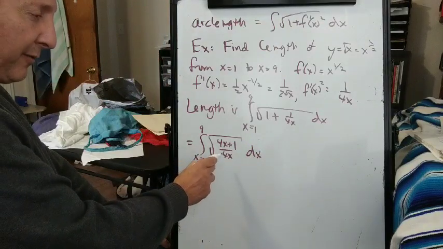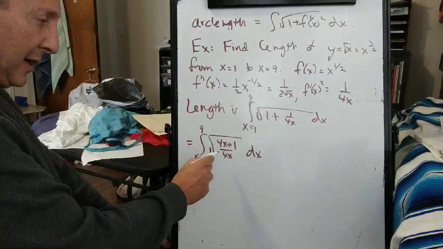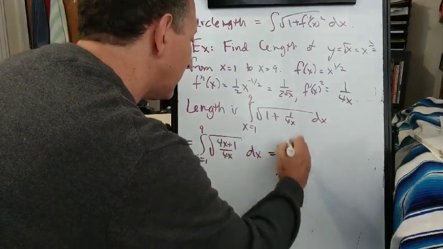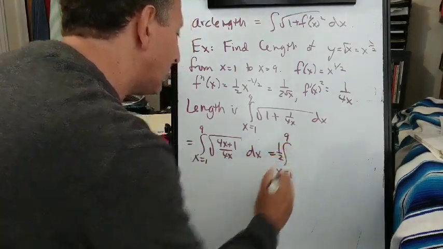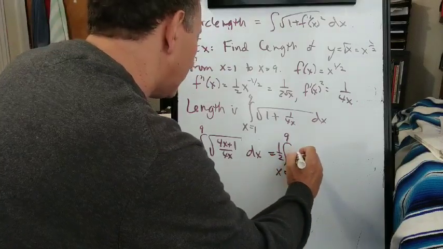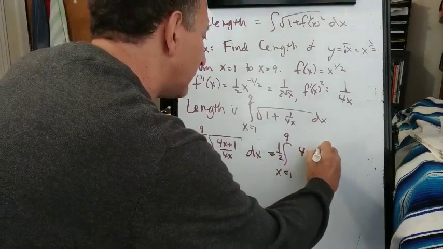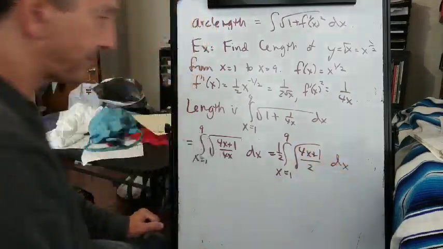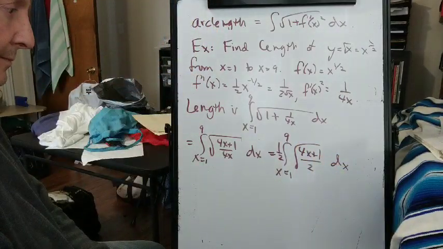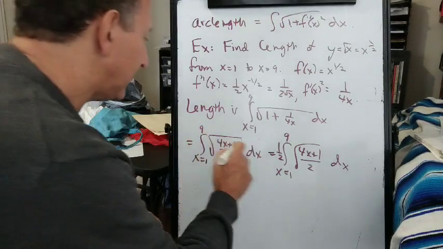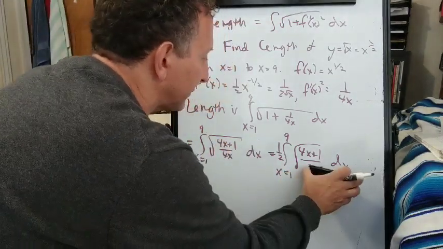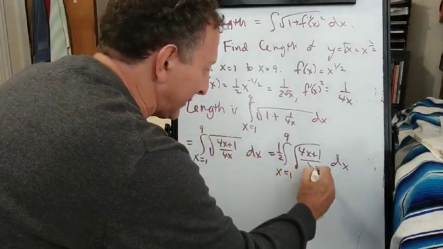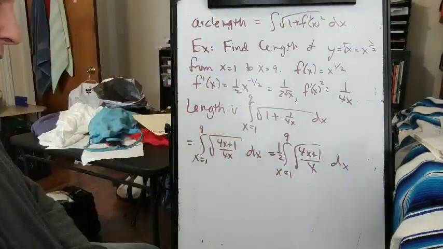And then I guess I could take the 4 out of the square root and make it a 2. So we have 4x plus 1 over 2 in the square root. Oops, sorry, that's over x. We took the 4 out, it became a 2, but we had to leave the x in there. 4x plus 1 over x.